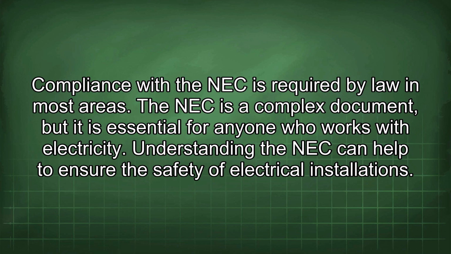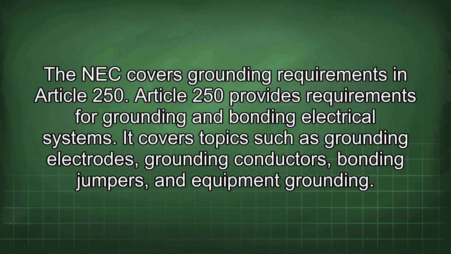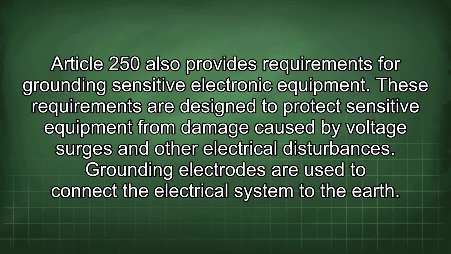The NEC is a complex document, but it is essential for anyone who works with electricity. Understanding the NEC can help to ensure the safety of electrical installations. The NEC covers grounding requirements in Article 250. Article 250 provides requirements for grounding and bonding electrical systems. It covers topics such as grounding electrodes, grounding conductors, bonding jumpers, and equipment grounding. Article 250 also provides requirements for grounding sensitive electronic equipment. These requirements are designed to protect sensitive equipment from damage caused by voltage surges and other electrical disturbances.